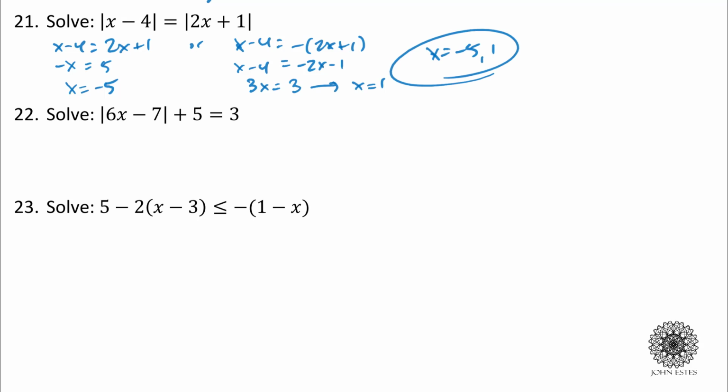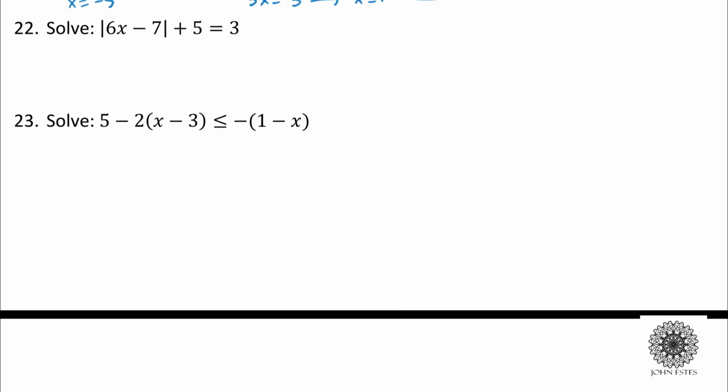That's my solution. So in this next one, I need to isolate my absolute value, so I subtract over the 5, and end up with a negative 2. And here I notice, wait a minute, absolute value can't be negative. So I automatically know this has no solution because an absolute value cannot result in a negative number.